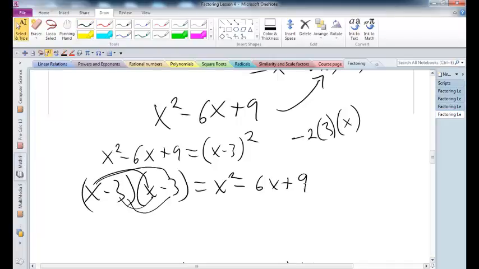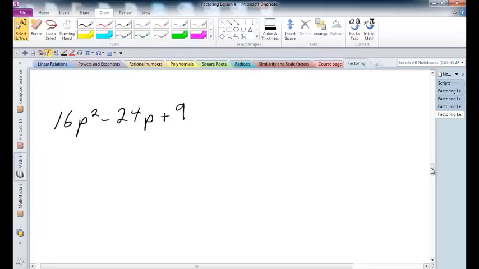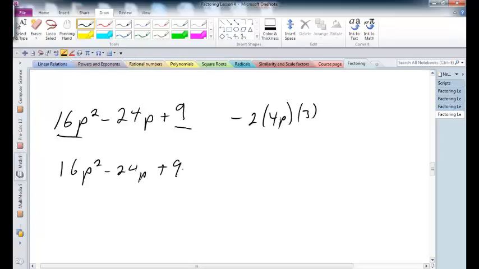Let's do another tough one. 16p squared minus 24p plus 9. We have perfect squares at both ends, so we can check if our center term is negative 2 times 4p times 3. It is, so we can factor this. 16p squared minus 24p plus 9 becomes (4p - 3) squared.